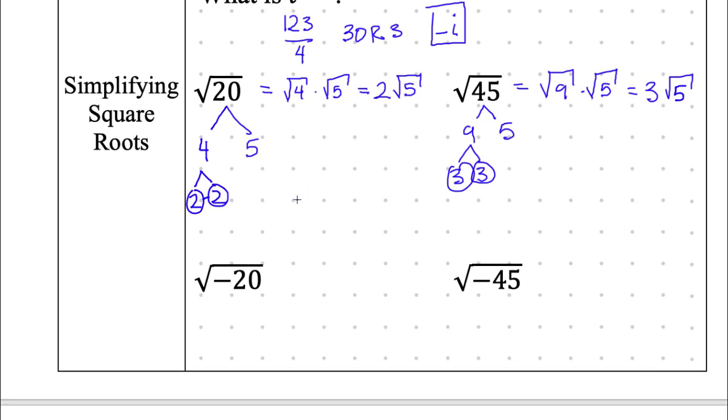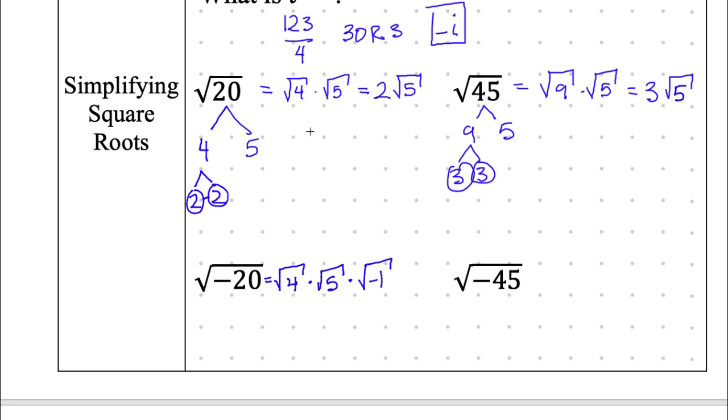This is still kind of review too. I think we've done this before, but maybe just briefly. So what do I do now when I have a negative on the inside? Well, it's still square root of 4 times square root of 5, but you have this addition. So it's the square root of 4. This is equal to the square root of 4 times the square root of 5 times the square root of -1. I want you to pause, not necessarily the video, but just think about this.